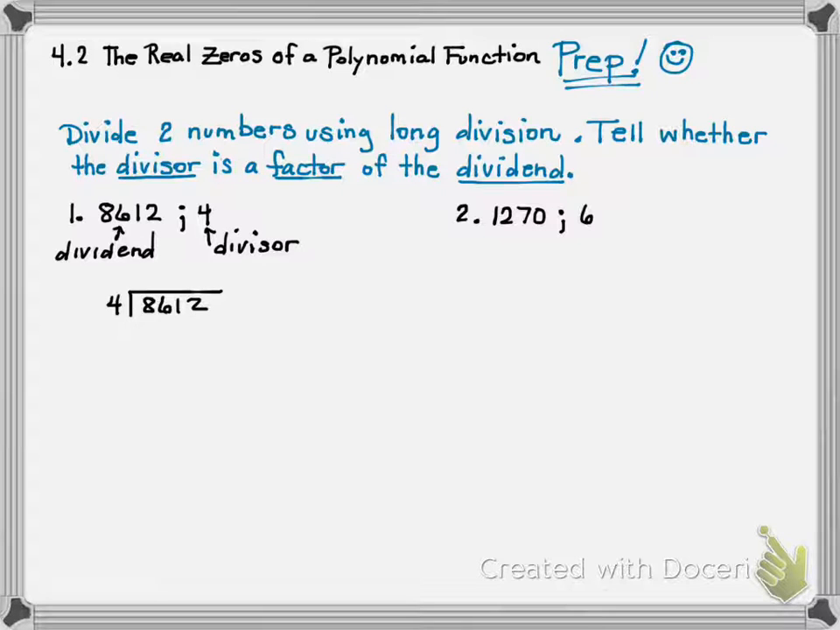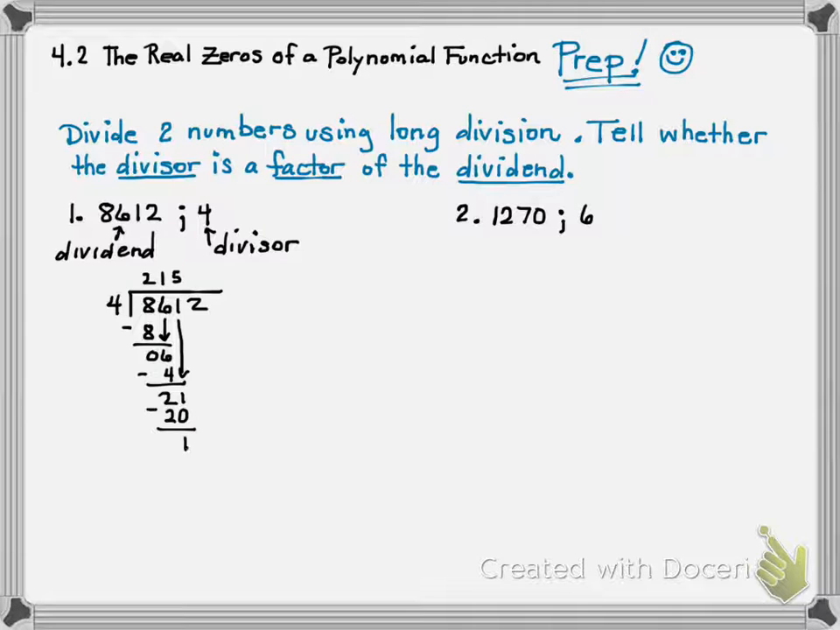Remembering back in the day, you're going to say how many 4s go into 8? Well, 2, and 2 times 4 is 8. Subtract 8 and 8, you get 0. Bring down the 6. 4 into 6 is 1, and 1 times 4 is 4. Then we subtract again, and 6 minus 4 is 2. Then we bring down that 1 all the way down here. And 4 into 21, that would be 5, and 4 times 5 is 20, and subtract.